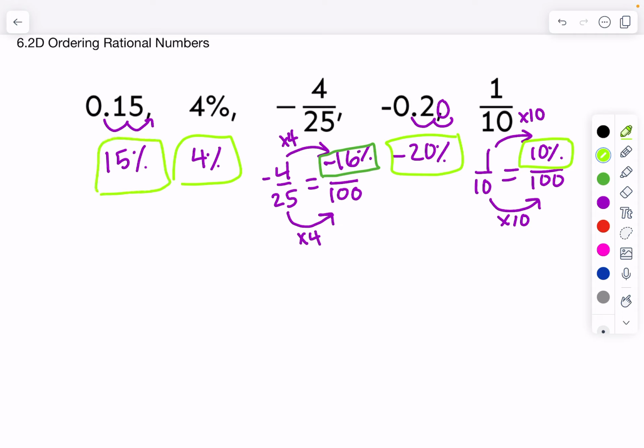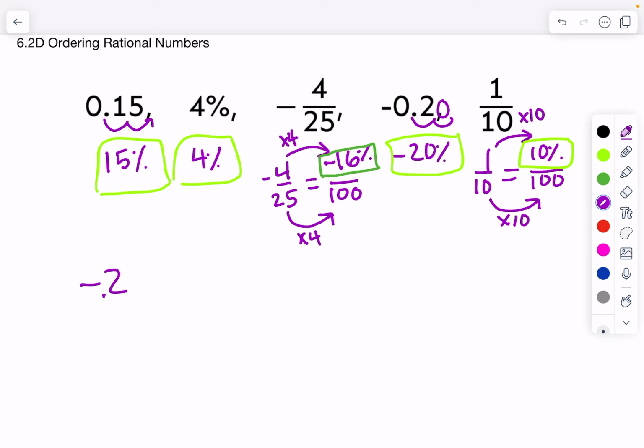4%, and 15%. So when I put them in order, I'm going to put them back in the original form that they were in. I only converted to percent, so I'm comparing whole numbers. My only two negatives are -16 and -20. -16 is closer to 0 than -20, so that says -16 is bigger. Therefore, -20% is smaller. So there really wasn't a -20%, it was -2/10.